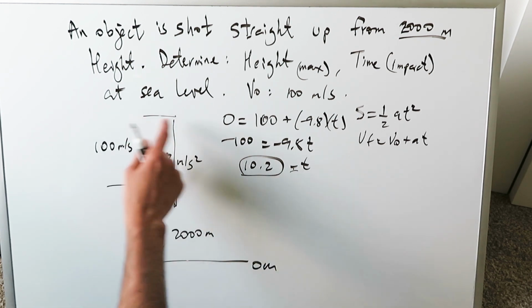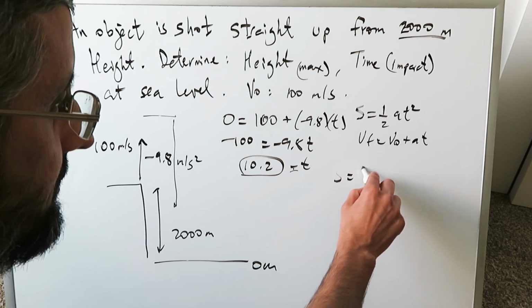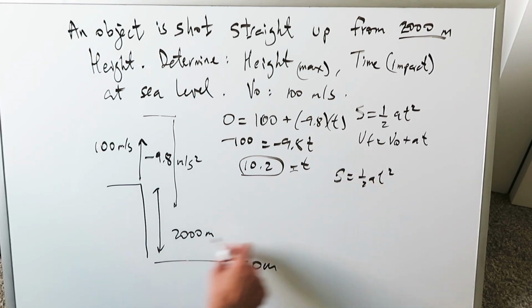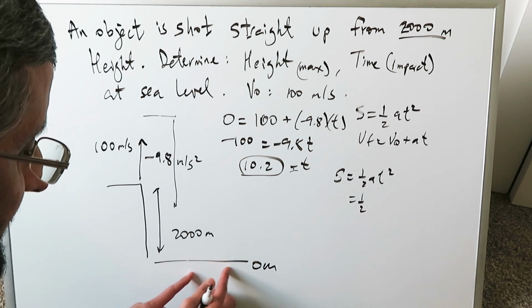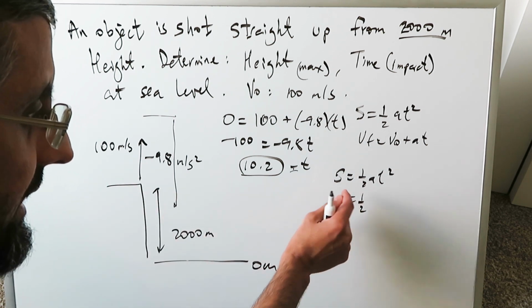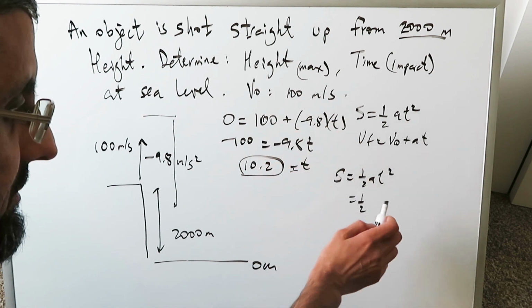Why do I need this? Because I need to determine the maximum height by this equation, S is equal to half AT square. It does not matter where the ball was thrown from, sea level or otherwise. We're just determining the height from this equation.